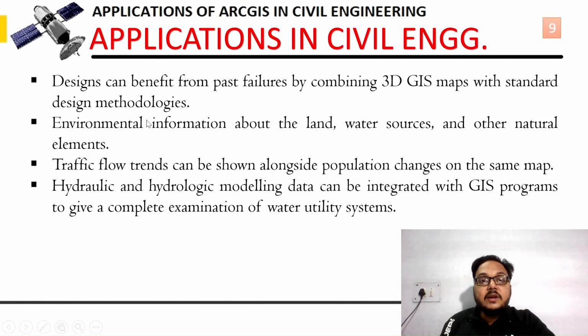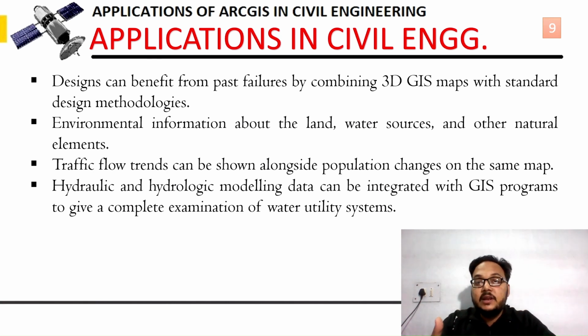Environmental information about the land, water resources, and other natural elements can be obtained with the help of ArcGIS. Like what kind of topography that land has, what water resources are available in it, how the river flow is taking place, what the stream flow map of that particular place is, what the hillshade of that area is. All this can be done with the help of ArcGIS, and also we can study the traffic flow trends alongside the growth of the population, and everything can be represented on a single map.